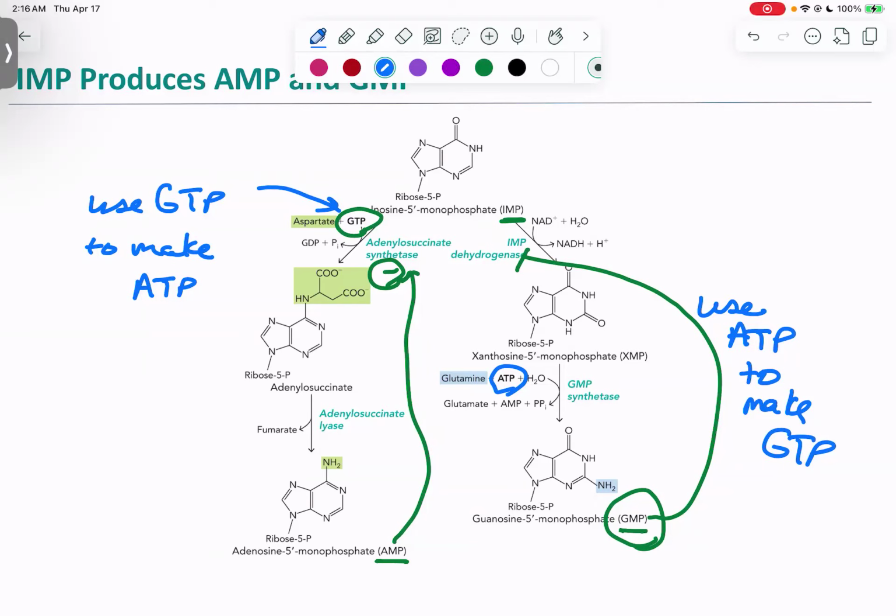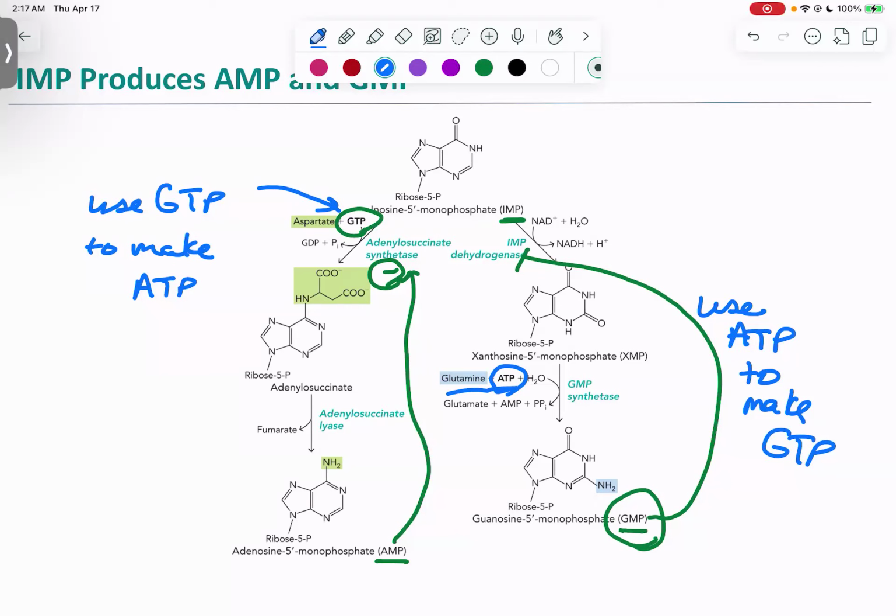But okay, so we made AMP. So now we have to talk about making GMP. This one, again, requires energy, and we need to add a nitrogen group. In this case, we're adding our nitrogen group in a different part of the ring, but we're going to get that from glutamine and our input of energy, and we make our two monophosphates.